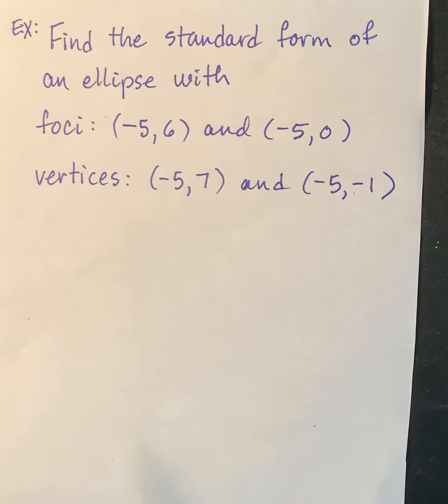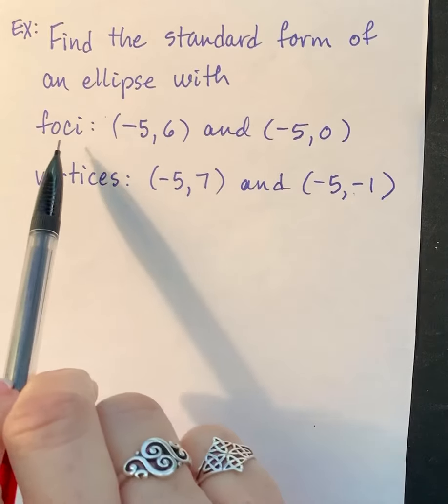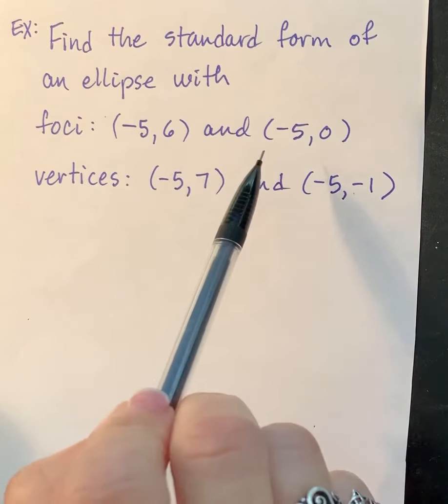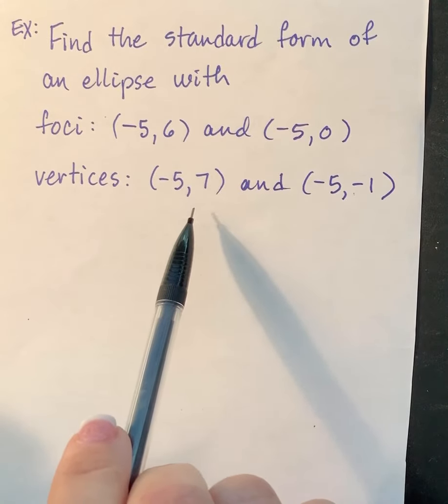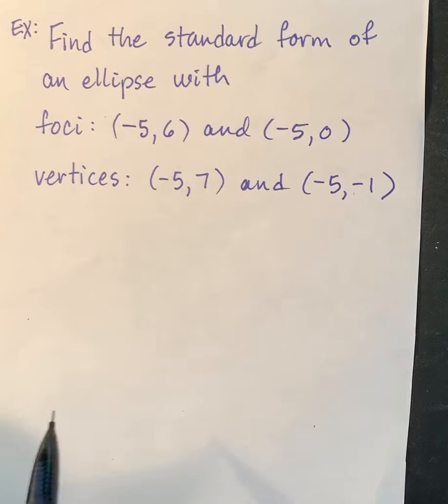Okay, we're going to look at one question that involves an ellipse. It says find the standard form of an ellipse with the foci at (-5, 6) and (-5, 0), and the vertices at (-5, 7) and (-5, -1).